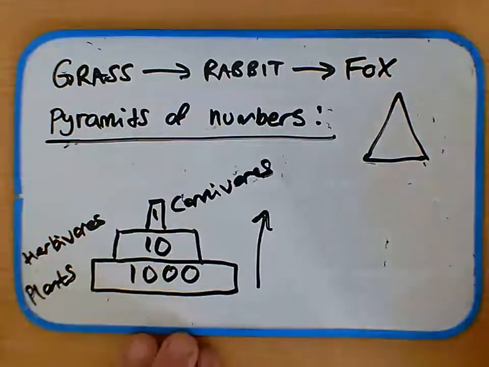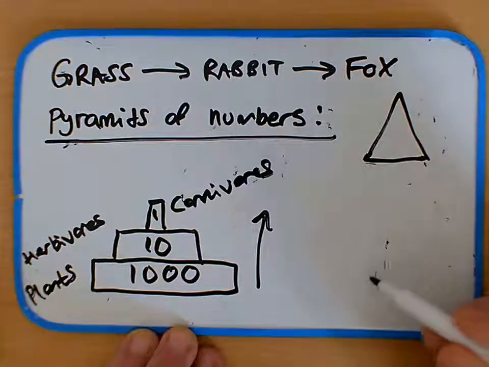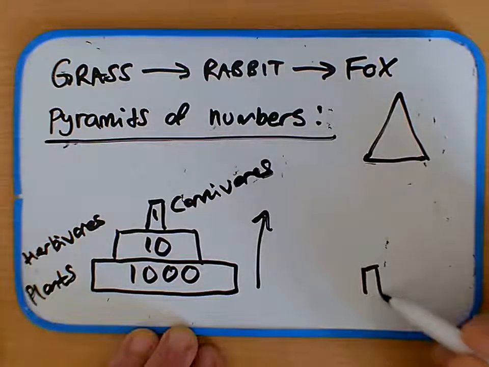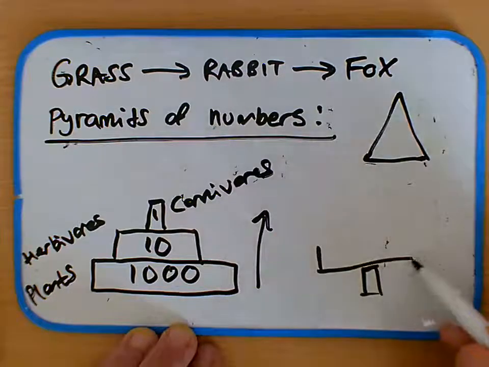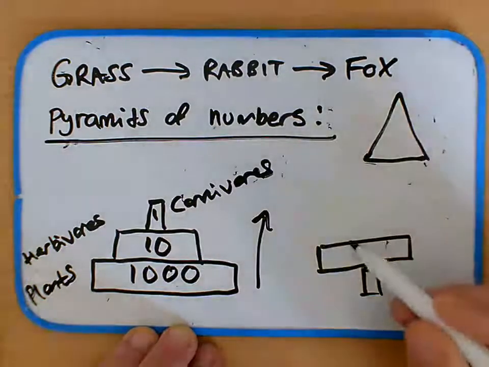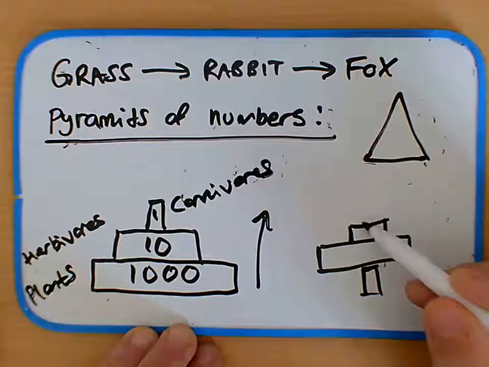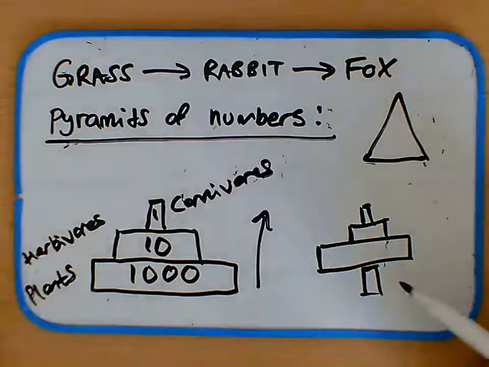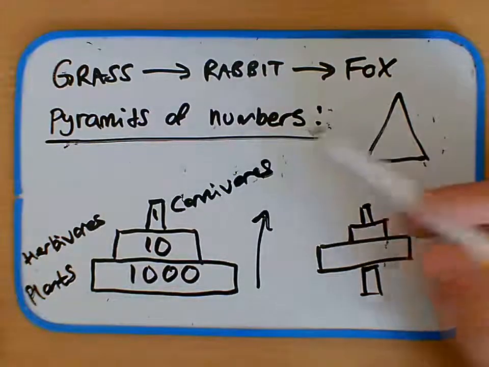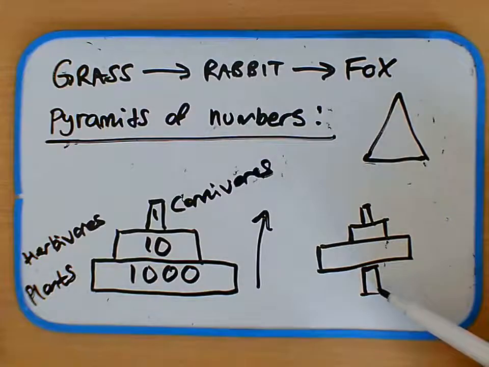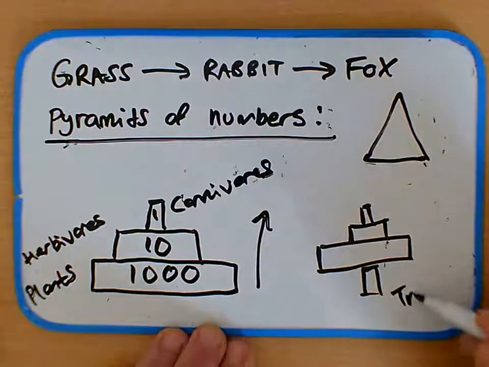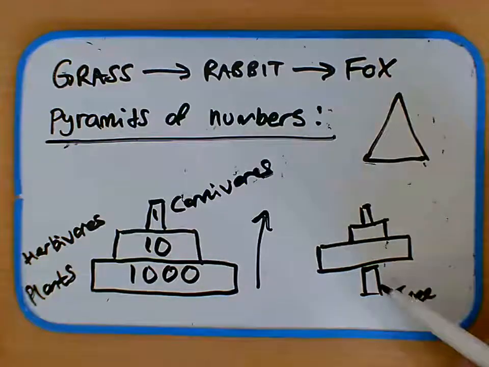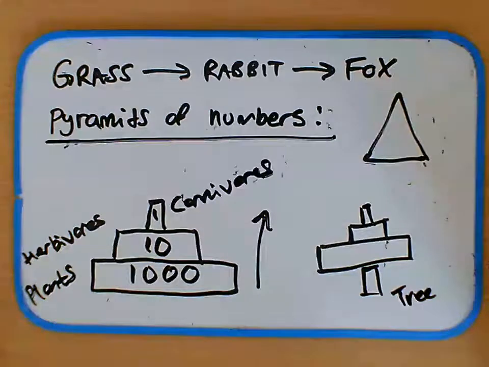Now, for some examples, you might get some strange looking pyramids. Like, for example, if we have a look at this. Okay, now that is a pyramid of numbers, but it doesn't look like a pyramid. And that's because we're looking purely at the numbers of the individuals. So let's say, for example, this was a tree. There's only one tree. So we've only got a small bar. Or two trees or three trees.